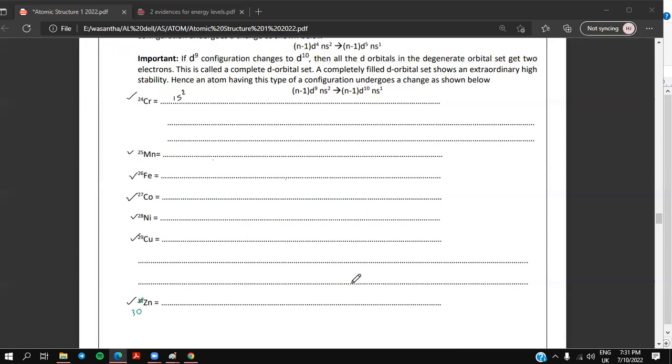We will see how you have written the electronic configuration now. Chromium electronic configuration is... I will end this session here and start another session for the next part.